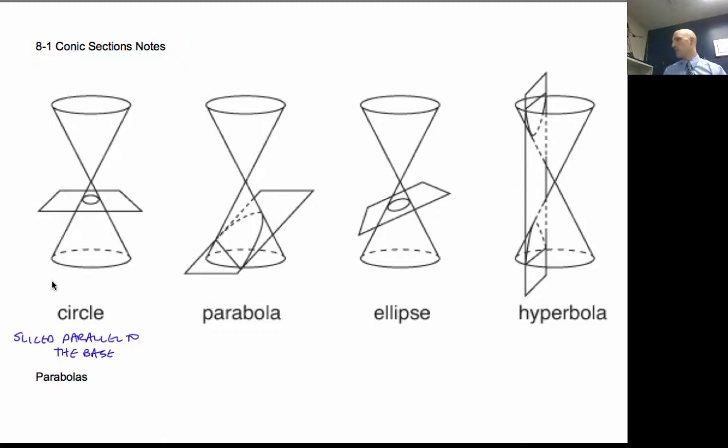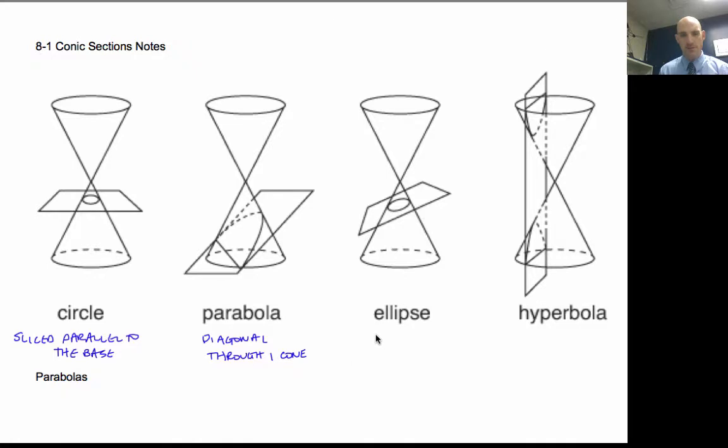Okay, so it's sliced parallel to the base. The circle, as you can see, could be really small or it could be all the way down to the bottom, so it'd be a really big circle. A parabola is diagonal through one cone, and it's got to go out the bottom. Okay, so it's got to go and touch that bottom circle.